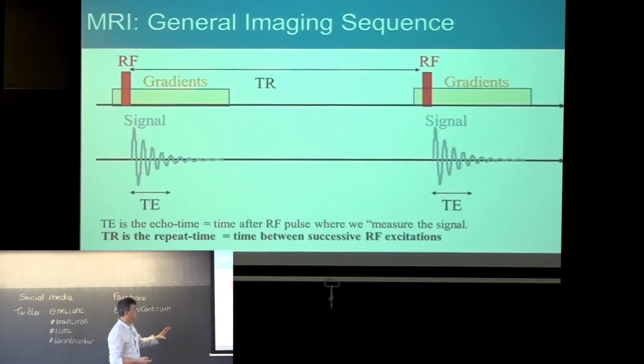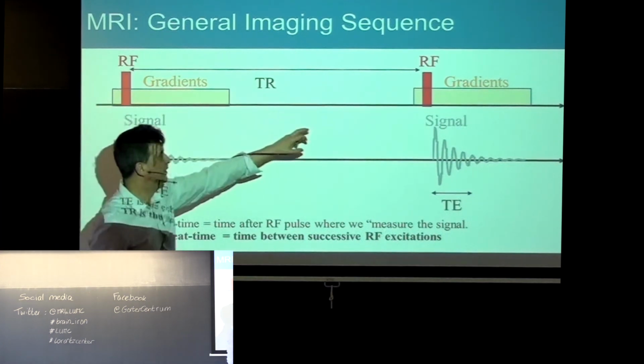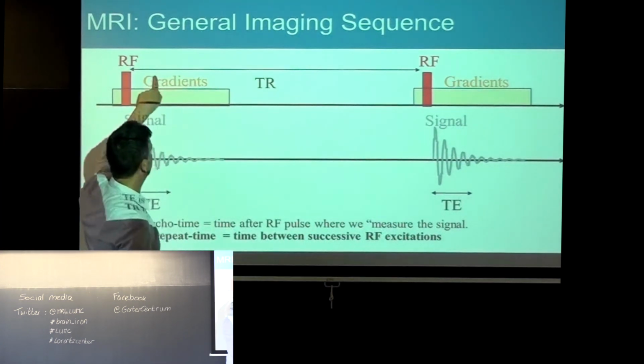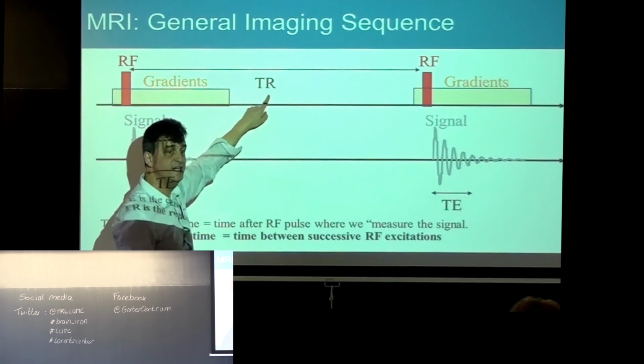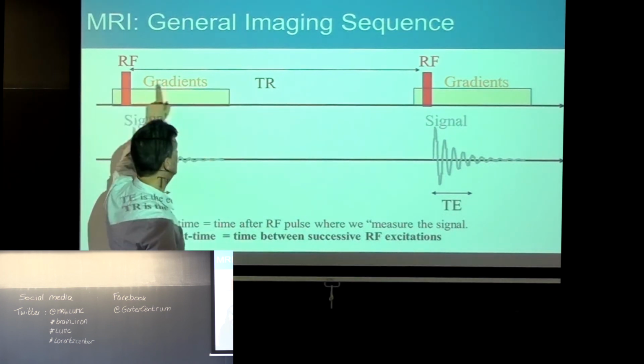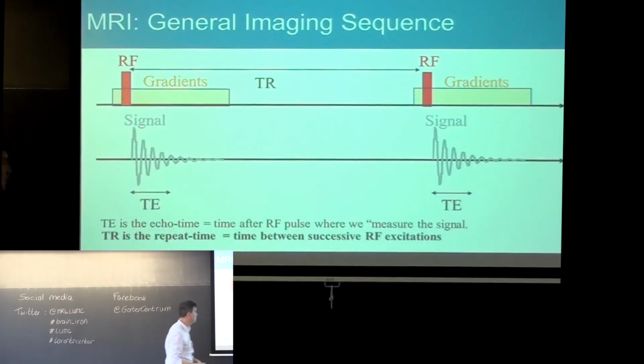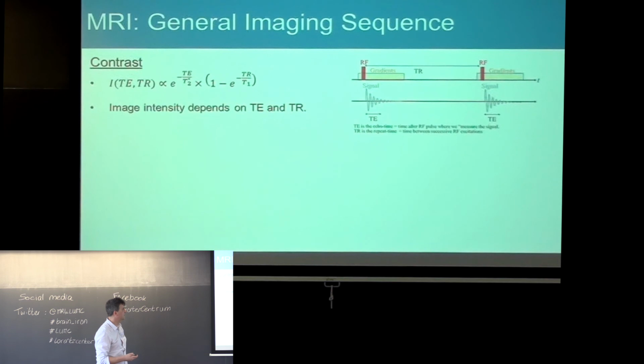And also, we have to make repeated measurements. So we repeat the process, and we leave a time, which is written as TR, the repetition time, between successive measurements. And that's also an important time because it dictates lots of things about the imaging sequence. Let's pick out 3 things that are important.